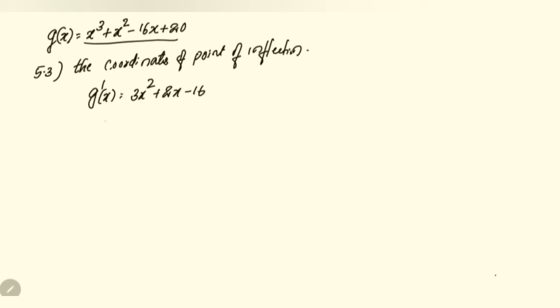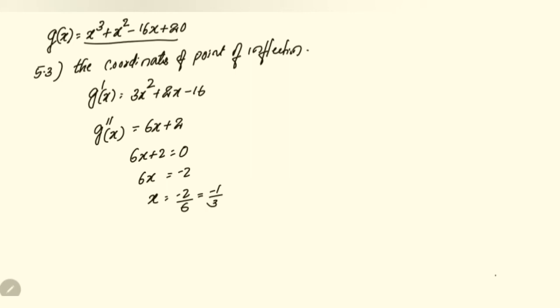Now I have to differentiate this one again. That is g double dash. 2 dash means I differentiated 2 times. It's going to be 6x plus 2, you will get it. Now if this one is same like a turning point, take this one and equate to 0 and solve. That is 6x plus 2 is equal to 0. That is 6x is equal to minus 2. X is equal to minus 2 over 6, which is equal to minus 1 over 3. Is clear? So this is the x value of the point of inflection.